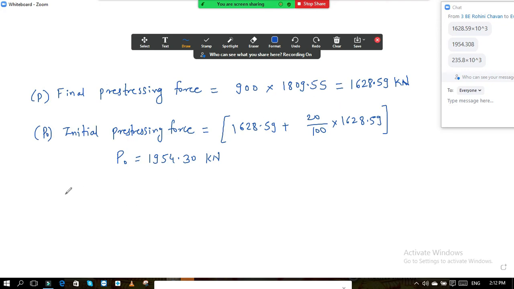So here we will calculate the self weight of the I section. Self weight of the I section is equal to, it is 235.8, now 0.235. This is our area in meter square, multiplied by the density of concrete, 25, which is equal to how much?